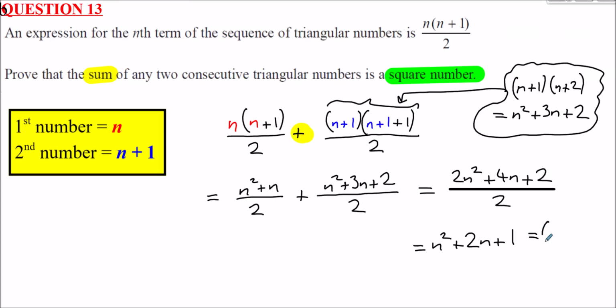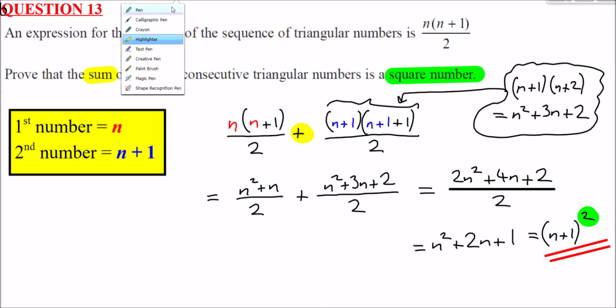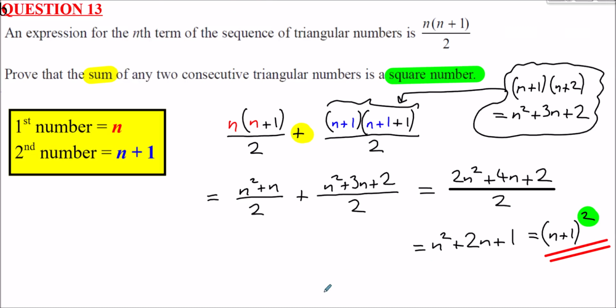So, in other words, this is the same as n plus 1 squared. Because n is a whole number, n plus 1 is a whole number, and I'm squaring it, which proves that this is essentially a square number. So essentially the proof's done, and we should conclude with a valid concluding statement. So just conclude by referencing the proof, what you were trying to prove. So therefore, the sum of any two consecutive triangular numbers is a square number.